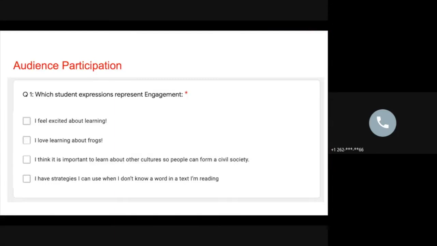Next slide. So we're going to kick off with an audience participation question. This is the first question in the Google form, and we want people to think about which student expression or quote represents engagement. So think about it and select your response.